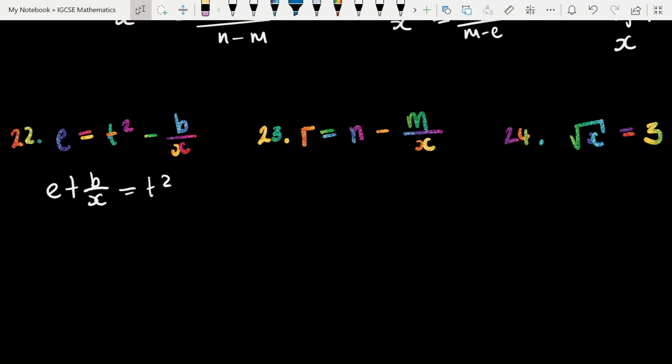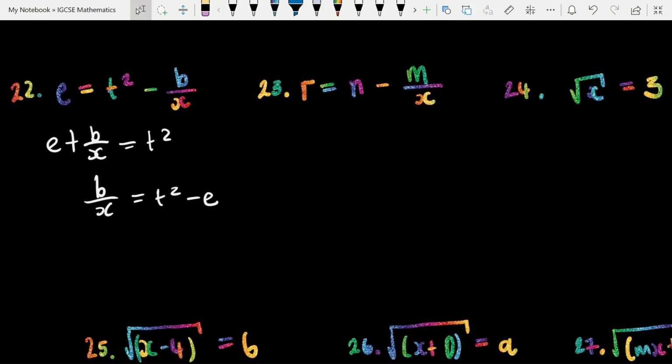All right, now I see my x is now a fraction. It's positive. Now I must break that fraction. But for me to break the fraction, I must first make sure the fraction is alone. So I take e to the other side. So it's going to be b over x is equal to t squared. What was e doing on the left? It was adding. When it goes to the right, it will subtract. Then now I continue. I have b over x being equal to t squared minus e.